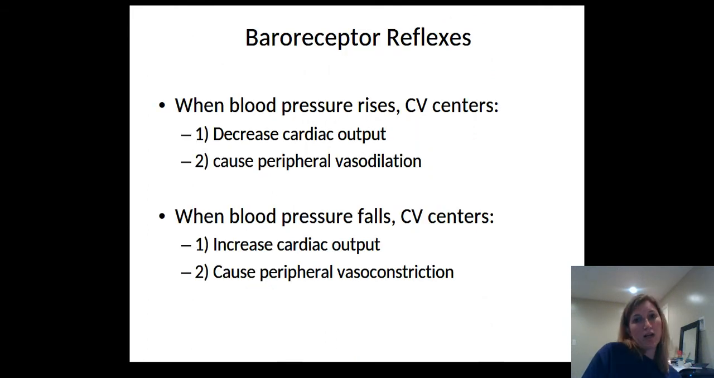Ultimately, when blood pressure rises, the cardiovascular centers are going to decrease cardiac output, try to slow down, dilate everything, make everything nice and big so pressure can decrease. And then the opposite, when pressure falls, those cardiovascular centers are going to start increasing cardiac output, putting more blood into the vessels, allowing the vessels to get smaller so that pressure builds.